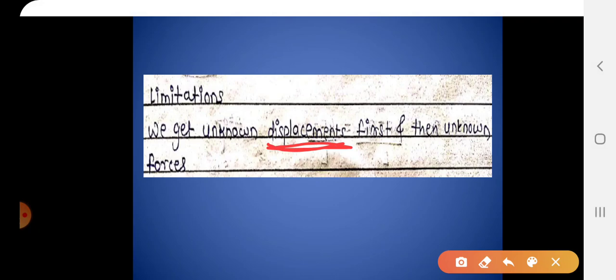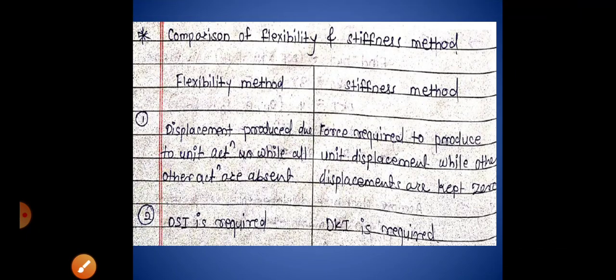Okay, then limitation. One is the limitation because we get unknown displacements first, and then we have to find out the unknown forces. As you have seen already that in force methods we were getting directly the unknown forces, but here we will get unknown displacements first, and then on the basis of unknown displacements we can calculate unknown forces. Okay, so this is the one drawback of this method.